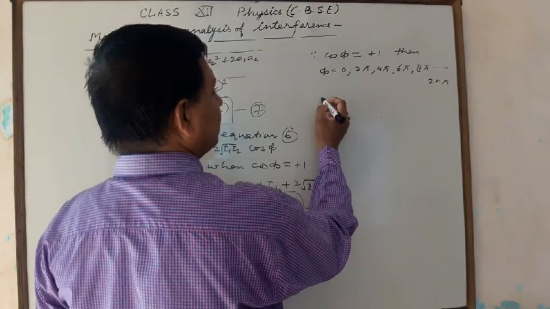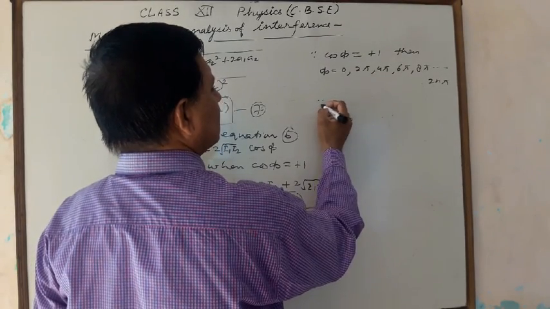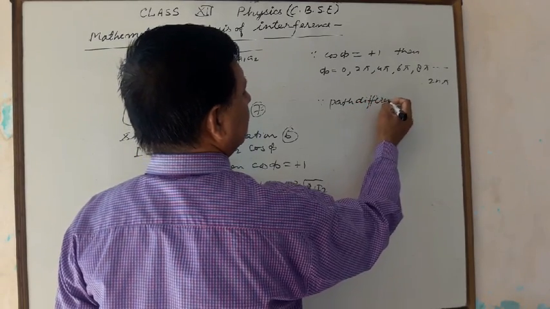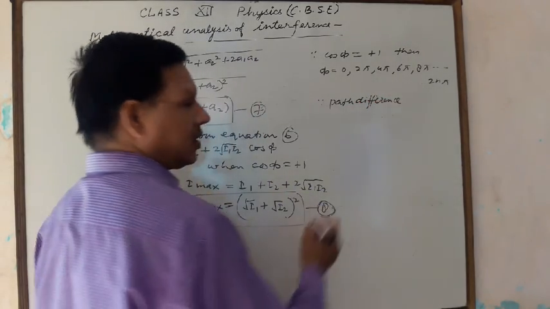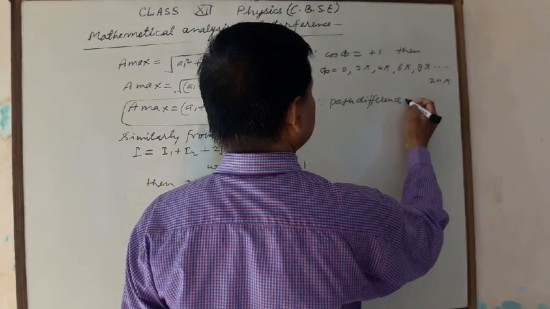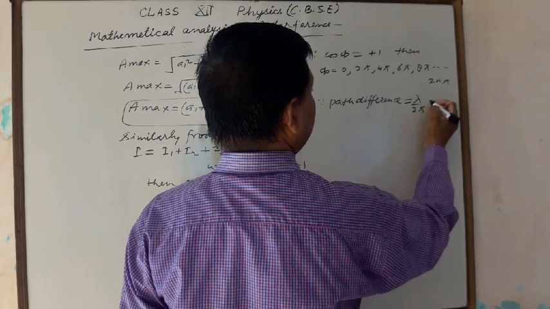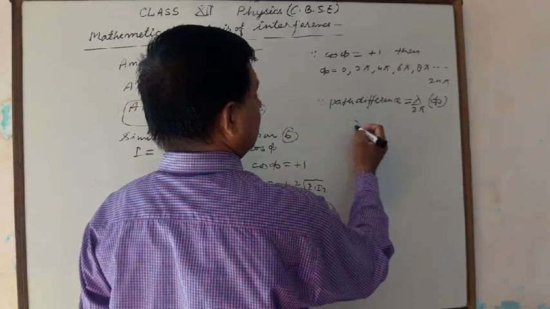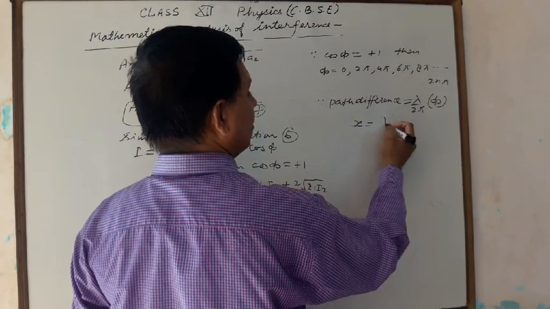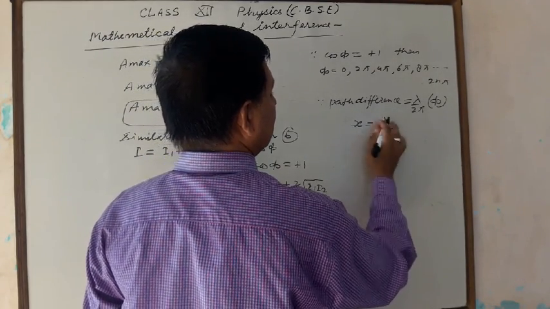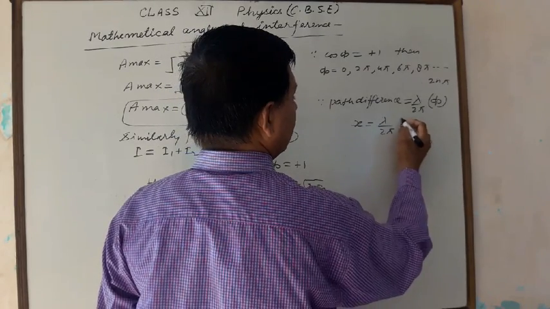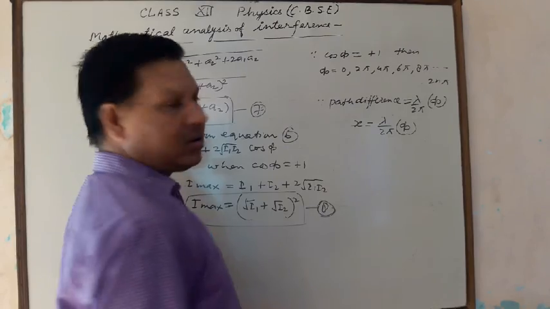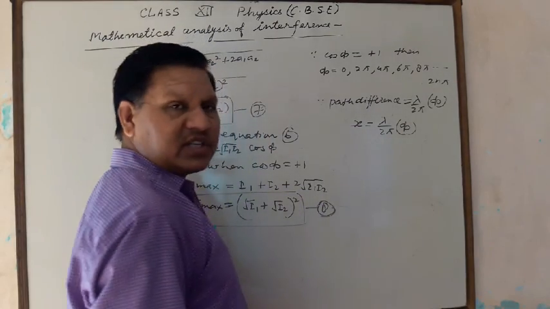There is a relation: path difference is equal to lambda by 2 pi into phase difference. That is, x is equal to lambda by 2 pi into phi. Here x is known as the path difference between the waves and phi is the phase difference.